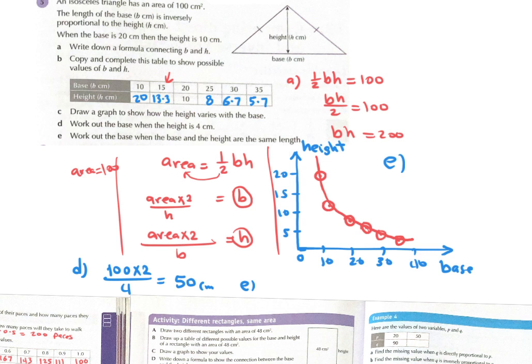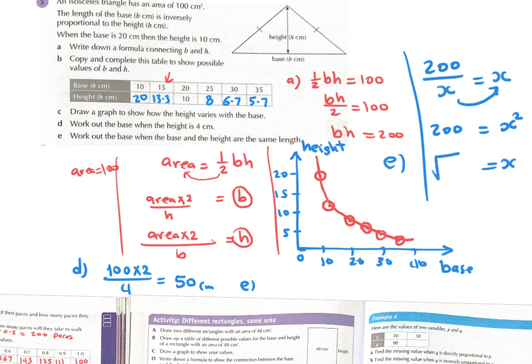If they have the same length, we can consider that the base is x, so the height is x. Am I right? To find the height, area times 2, so 200, divided by the base, which is x, equals the height, which is also x. Now how to find x? Cross multiply, so x times x equals x squared. So x squared equals 200. Then square root both sides to find x. So x equals square root of 200.